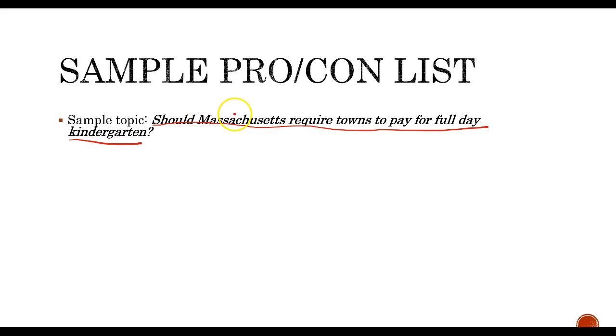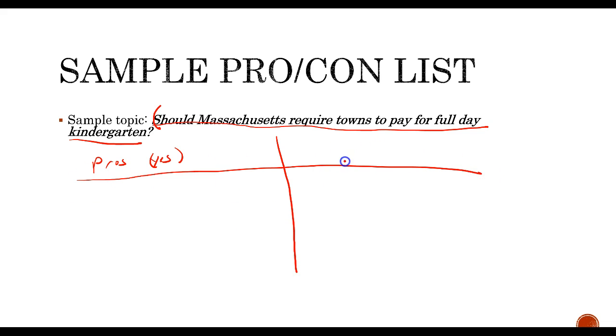So if we were to choose this question, we might ask, what are some of the pros here? Why would somebody say, yes, Massachusetts should require towns to pay for full-day kindergarten? Versus, what are some of the cons? Why would somebody say no? This is especially important to me because I have 2 young kids, so I know how expensive daycare is. I know that it would be helpful if they would have full-day kindergarten, so I know myself that some of the pros, some of the reasons to say yes to kindergarten is it would save parents money.